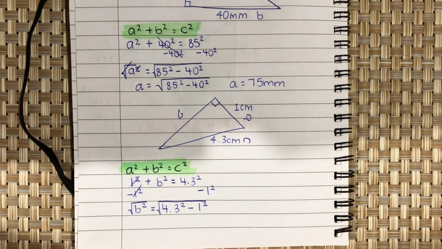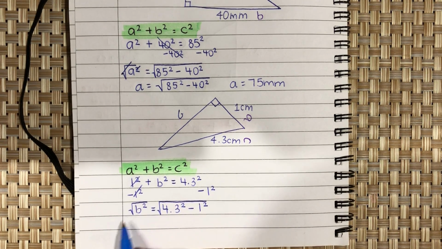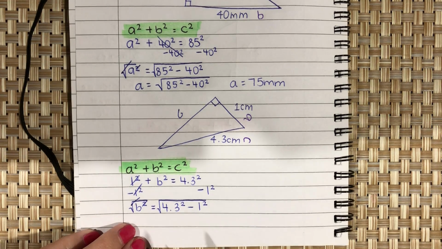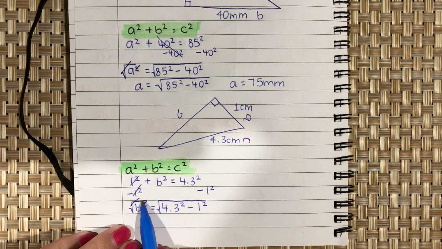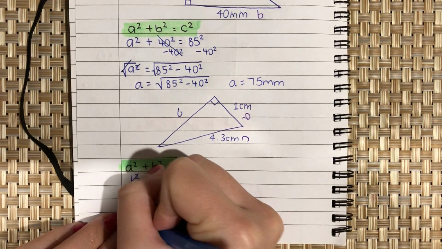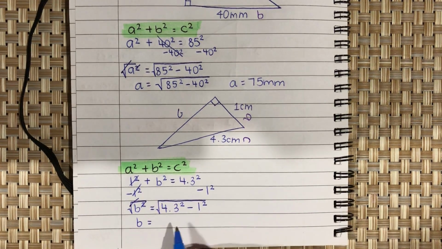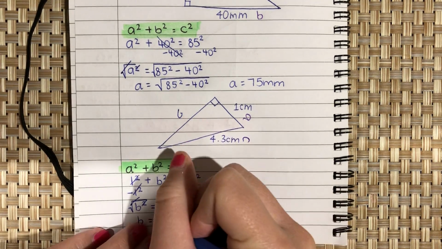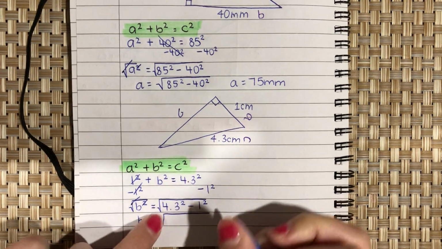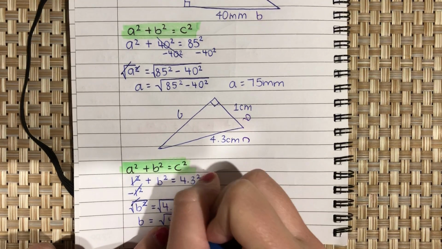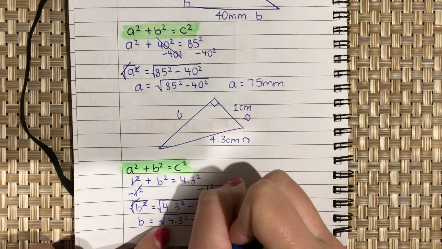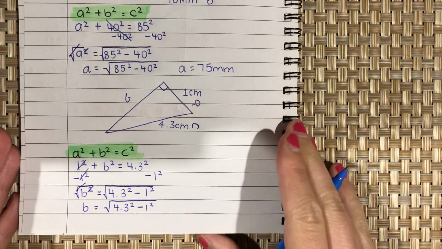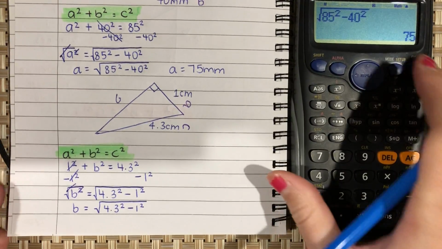All right. Now, a squared and a square root cancel each other out. So cross out, and we're left with just B on the left-hand side of the equal sign. So B equals square root 4.3 squared minus 1 squared. What we're going to do again is put it straight into our calculator.